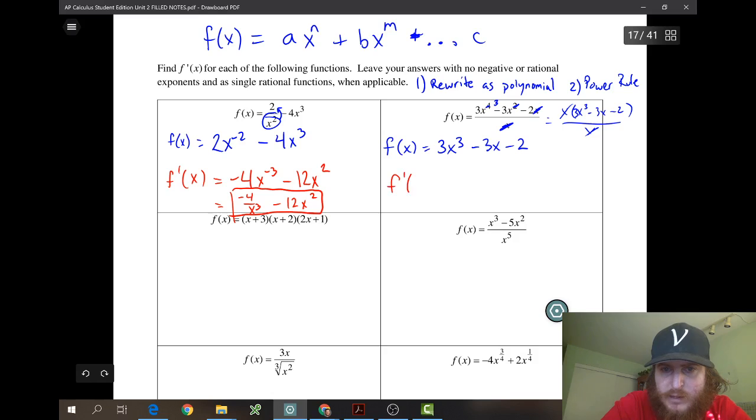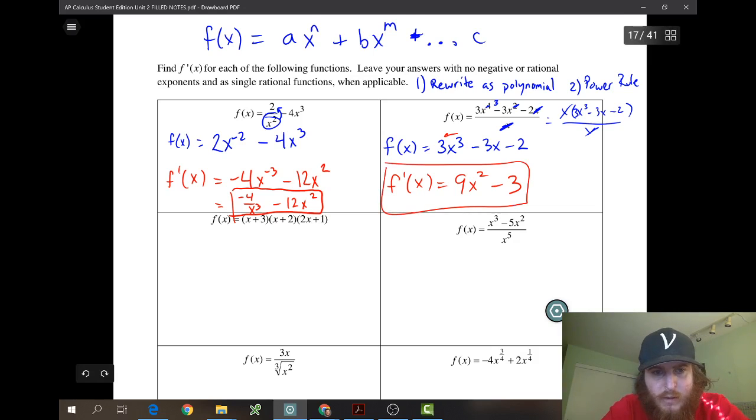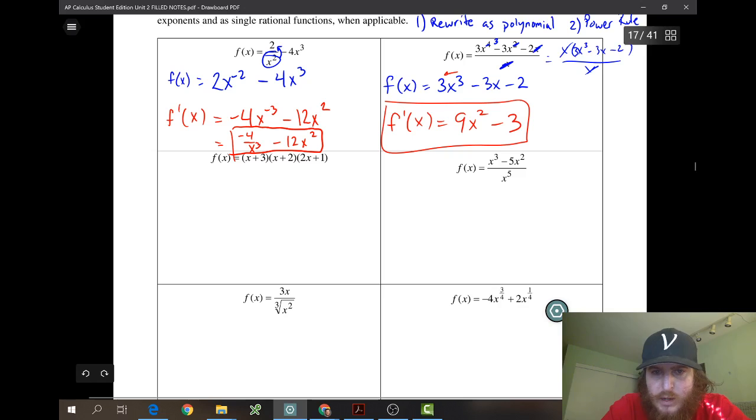Okay, and now we're going to apply the power rule. So f prime of x is going to become 9x squared, right? Multiply the 3 times the 3, subtract 1, minus 3, right? Anything with an x, the derivative just goes to the number, and then the 2, the derivative goes to 0. So there's our derivative.